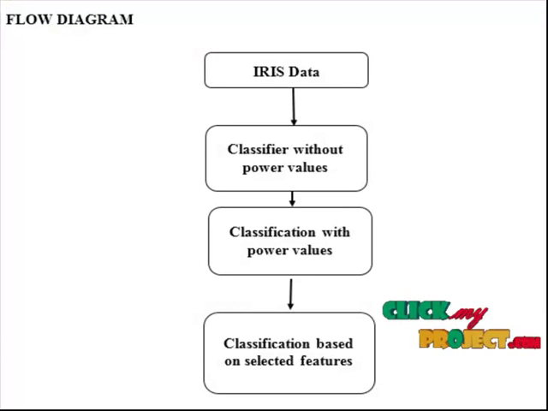The flow diagram of our proposed system comprises four major blocks: the data sequence input and classifier without power values, the classification with the power values, and the selected feature classification. This classification is done using the scaled gradient method and neurofuzzy scaled gradient methods. Initially, the iris data sequence data sets are taken. From these data sets, we pass the feature values to the classifier.